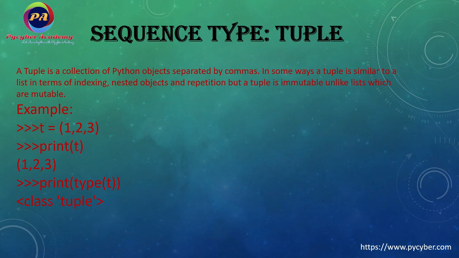In this example, we take 1, 2 and 3 as the values of a tuple, and that contains 3 elements 1, 2, 3, and if we want to change these values, we can't because it's immutable. So tuple follows the immutable property.